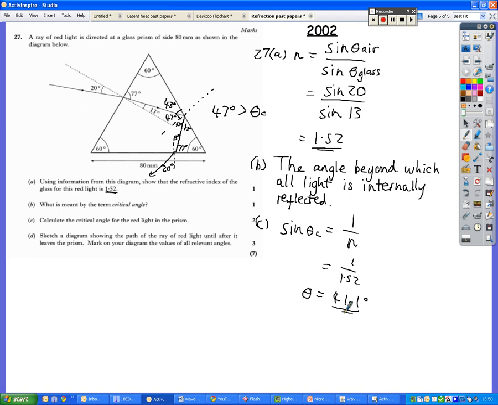Anytime you're asked to calculate what the critical angle is, chances are you'll probably have to use that when you're drawing a ray diagram. You might have noticed that from the past papers. So it's quite easy to follow the path right through that prism.